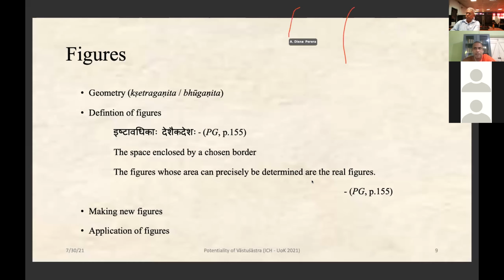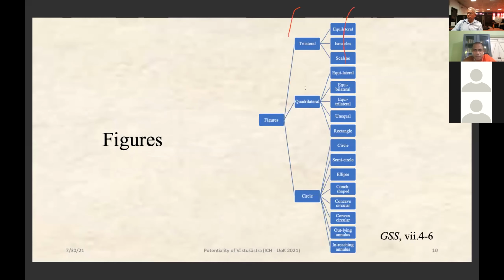They recommended different types of figures in these mathematical texts, and this mentions that the mathematicians, and one who uses them, can make new figures using these basic figures. In Ganitasara Sangraha, they categorize all the figures into 3 different types: trilateral, quadrilateral, and circles. In the trilateral category, there are three types: equilateral triangle, isosceles, and scalene. Quadrilaterals are 5-fold: equilateral, equibilateral, equitrilateral, unequal, and rectangle. And circles are 8-fold: circle, semicircle, ellipse, conch-shaped circle, concave circular, convex circular, outlining annals, and in-reaching annals.